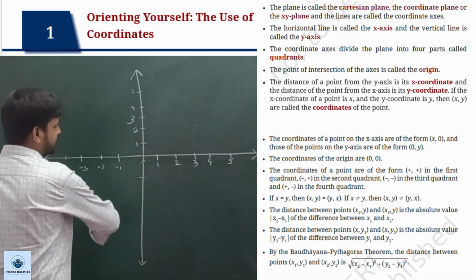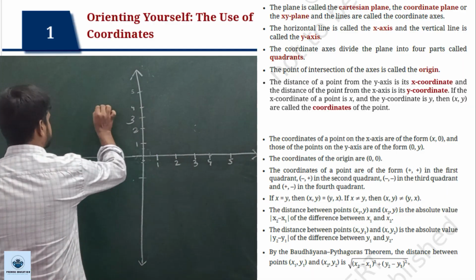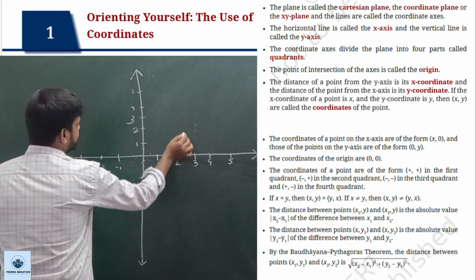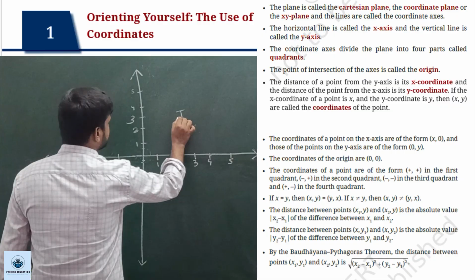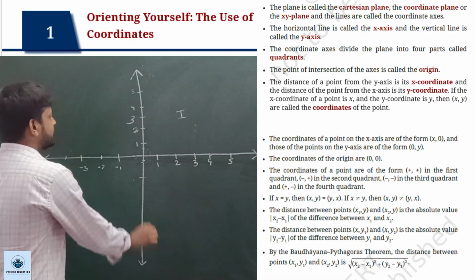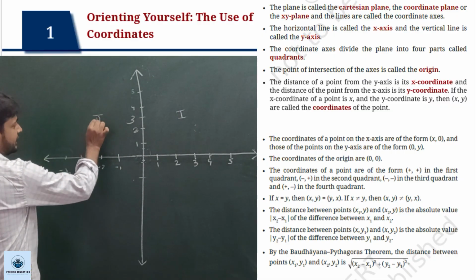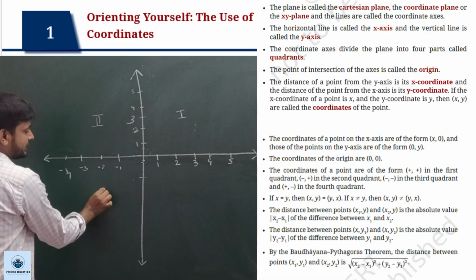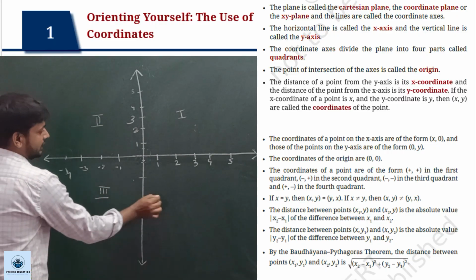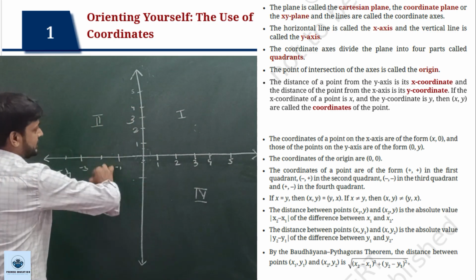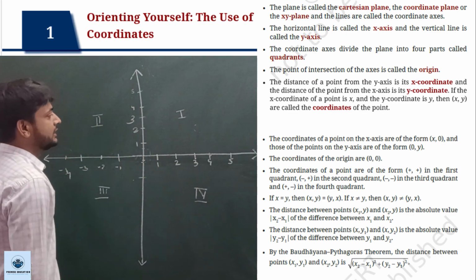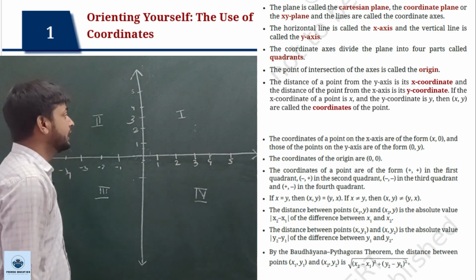Now, when these two lines intersect each other, they create four boxes, these four portions. The first portion is known as the first quadrant, the second portion is the second quadrant, this one is the third quadrant, and the fourth quadrant. We have to take it in the anti-clockwise direction.